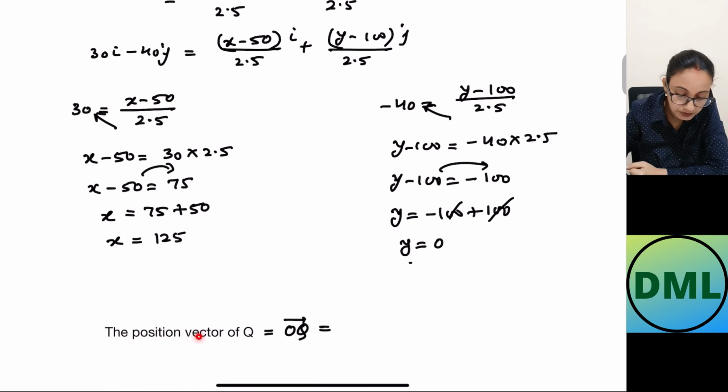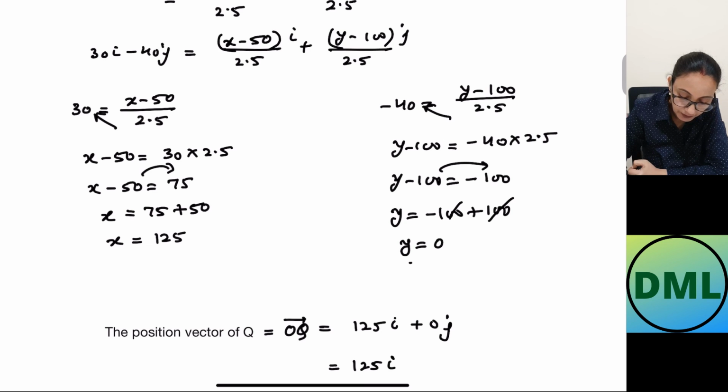So the position vector of Q, which is the OQ vector, is given by xi plus yj. So I'll put the values: x is 125, so 125i plus 0j. This can be written as 125i only, which is in kilometers. That will be your answer for the position vector of Q.